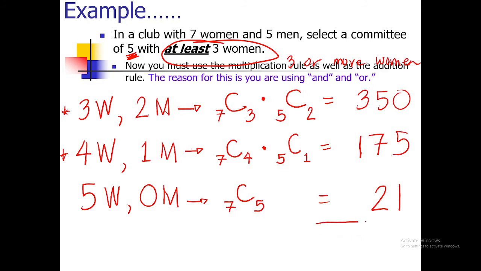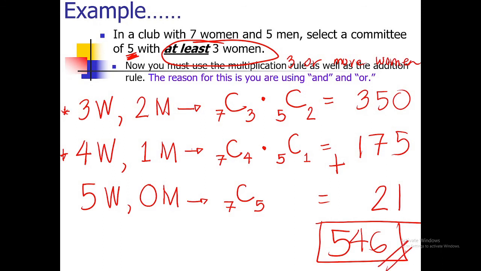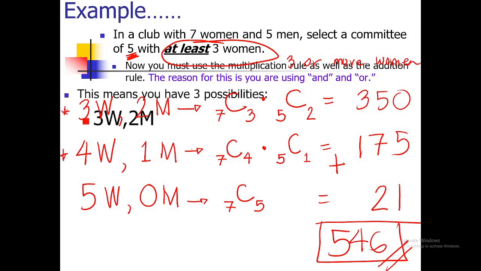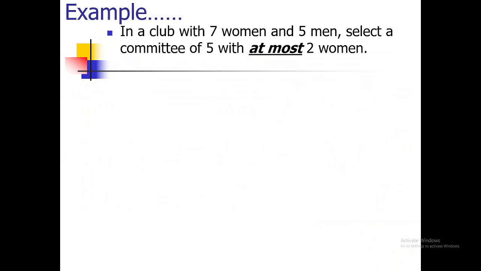21. Now, let's add them all. 350 plus 175 plus 21. How much do you get? 546. 546. And this will answer our problem. There will be 546 different selections for the committee. Okay? So there you go.